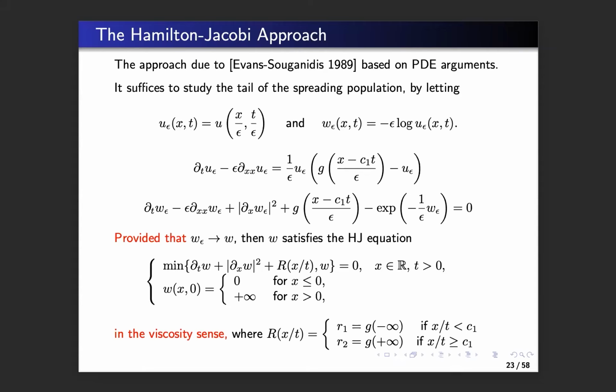If the limit W is positive, then this term goes to 0, and you obtain a Hamilton-Jacobi equation from this part. And if W is 0, then it satisfies the equation trivially. This is the expected Hamilton-Jacobi equation, and that is understood in the viscosity sense. And this capital R in the shifting habitat case is a step function.